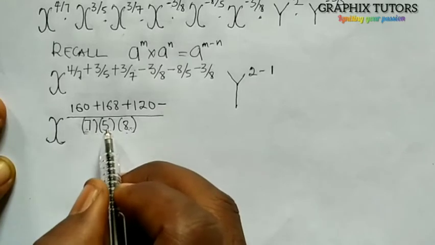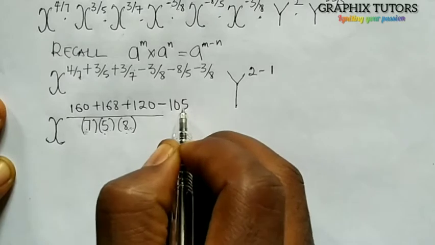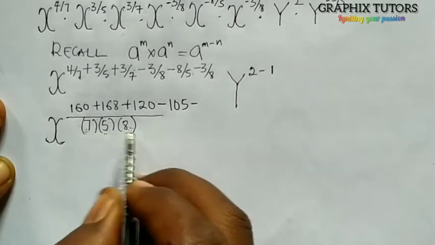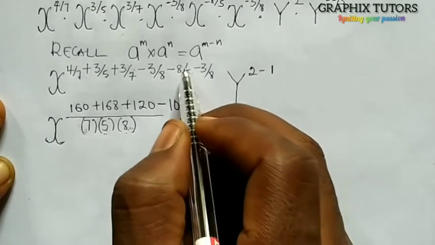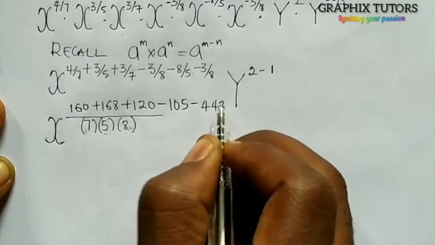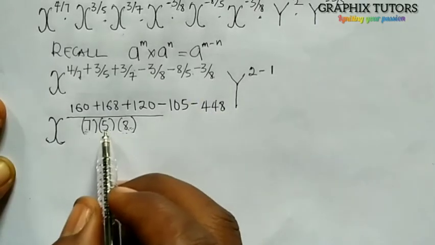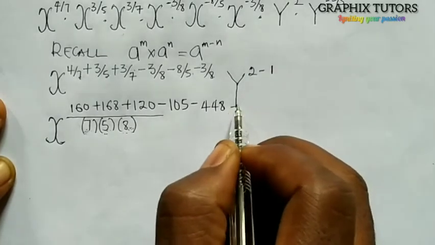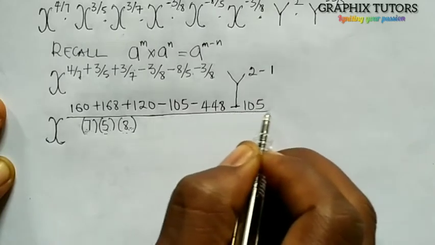Then the next one, minus 8 in 8 remaining 7 and 5. 7 times 5 is what? 35. 35 times 3 is what? 105. Then the next one, minus 5 in 5 remaining 7 and 8. 7 times 8 multiplied by what? 8. And that will give us what? Minus 448. Now the next one, 8 in 8 remaining 7 and 5. 7 times 5, 35, 35 times 3 gives us minus 105. So everything will give us this.